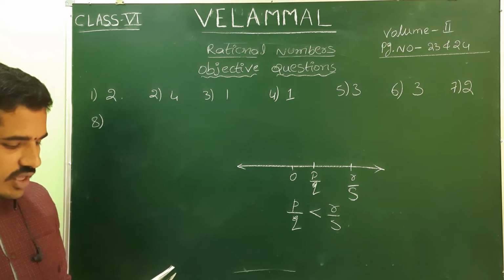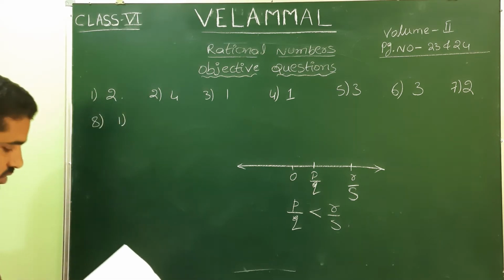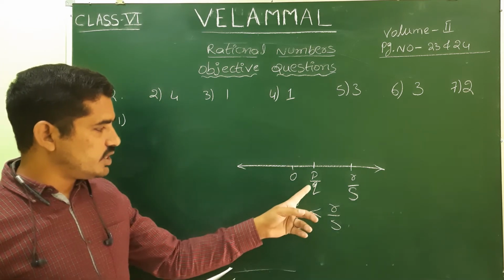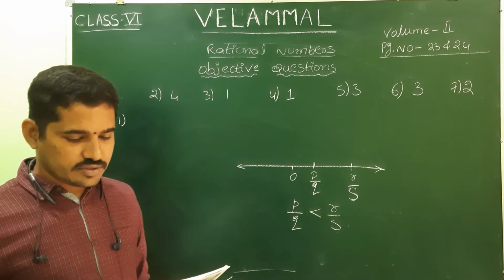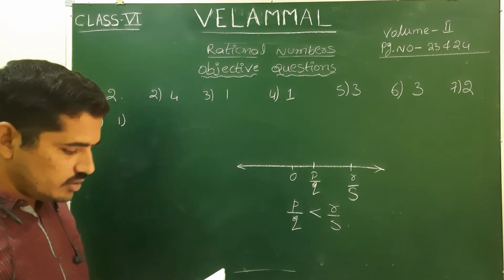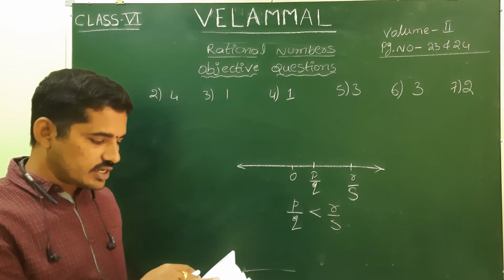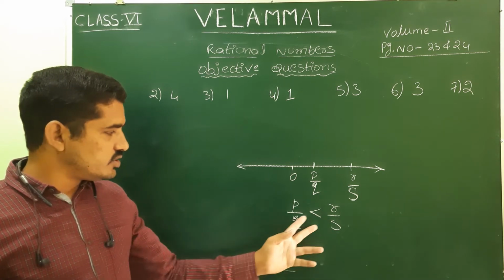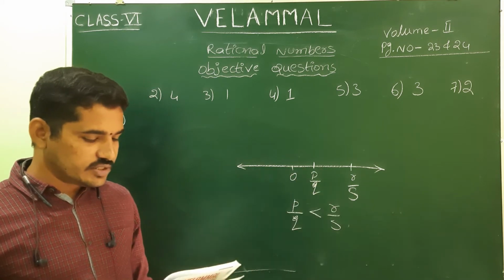So here we have the first option. P by Q will be less than R by S. The left side values will be lesser in value than the right side values. Both 1 and 2 given is also not correct. P by Q being greater is also not correct, and these are not equal either. So only P by Q is less than R by S will come.